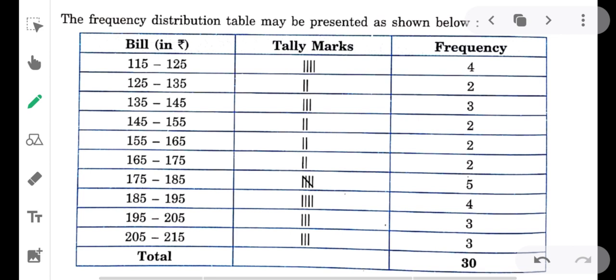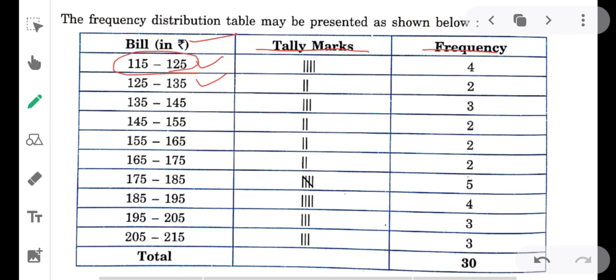Now look at the table. So write down your table. In this column write down the class intervals 115 to 125, 125 to 135, and so on. Clear? Now in the second column write down tally marks. In the third column write down frequency. Clear? So the first class interval is 115 to 125.